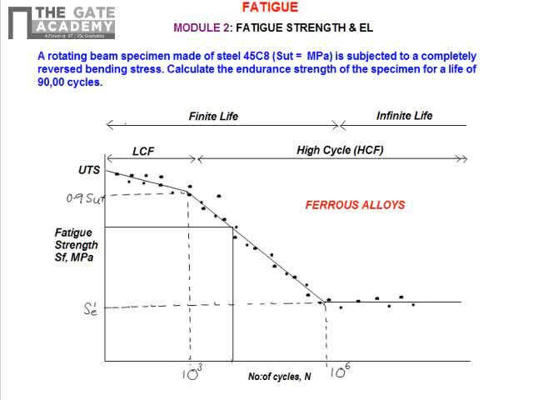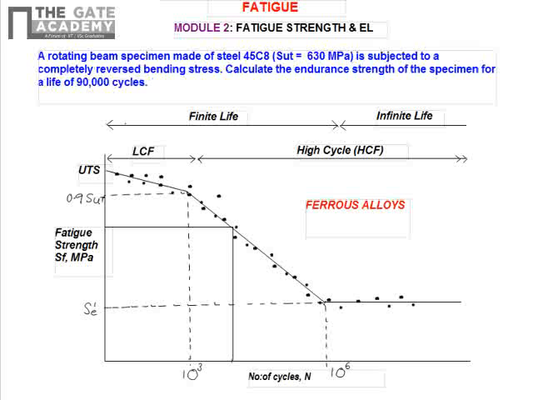Now we will try to find out the endurance strength of a specimen for a given life. Now we have a problem here. A rotating beam specimen made of steel 45C8 with ultimate tensile strength of 630 megapascal is subjected to a completely reversed bending stress. Calculate the endurance strength of the specimen for the life of 90,000 cycles.